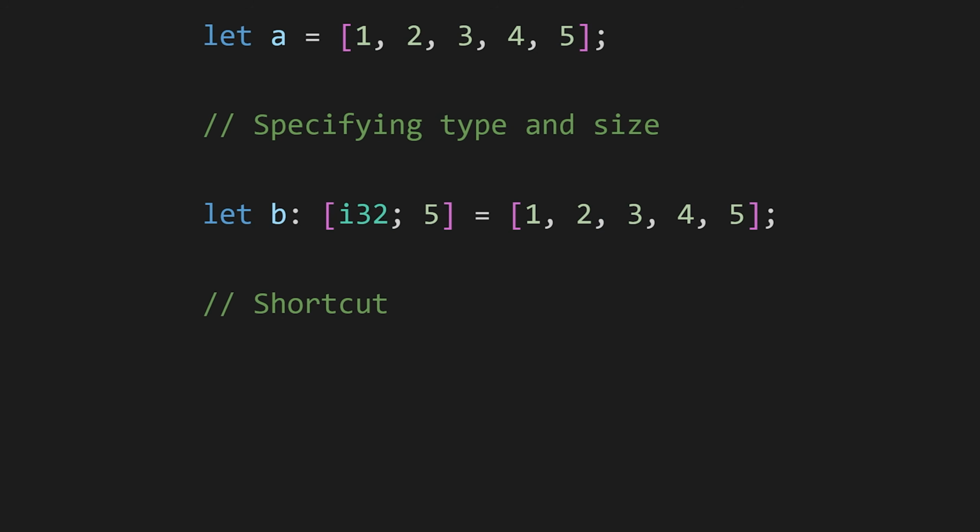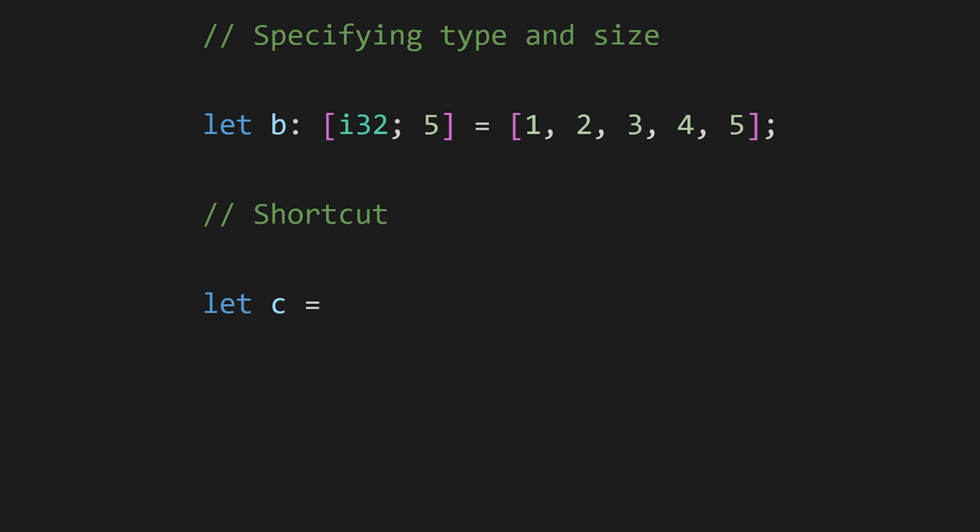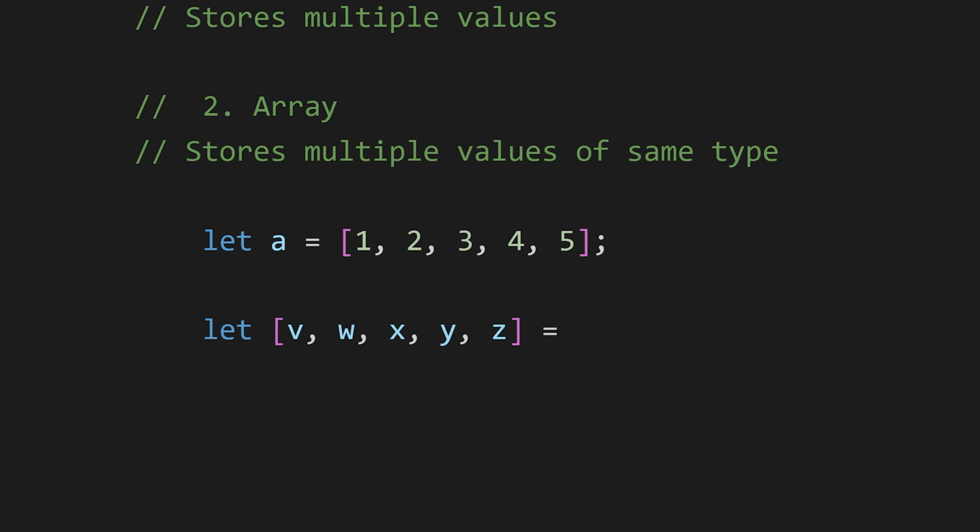There is also a shorthand syntax for creating an array where every element has the same value. This creates an array with 5 elements and each element will contain the value 3. To access array elements, we can either destructure the array just like tuples or access individual elements using square brackets and the element's index.